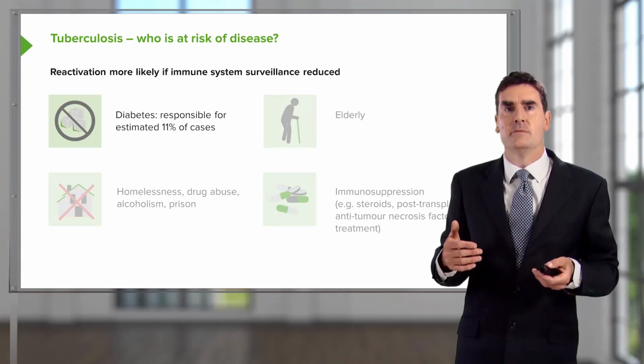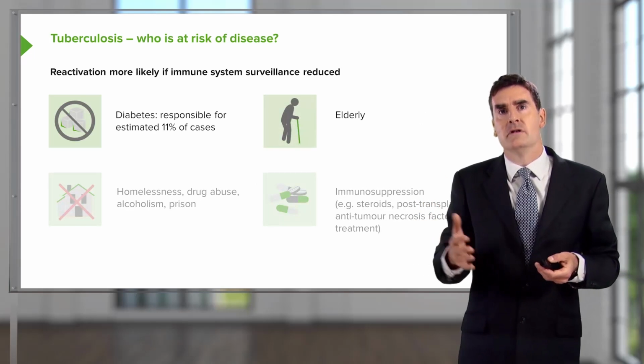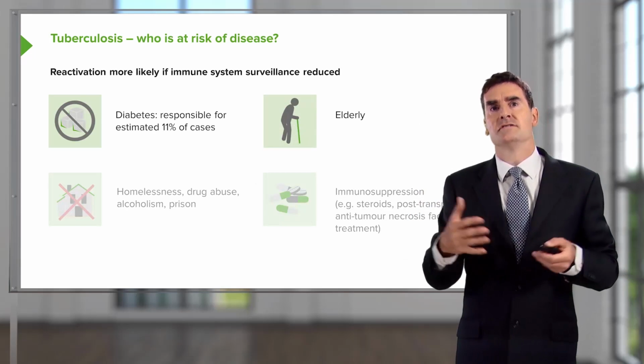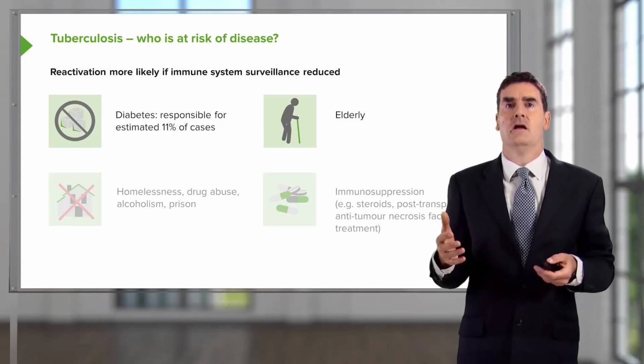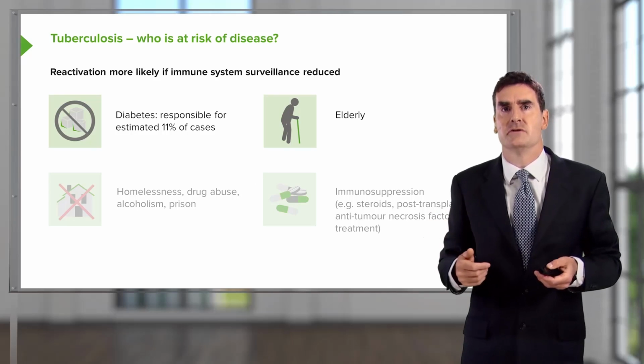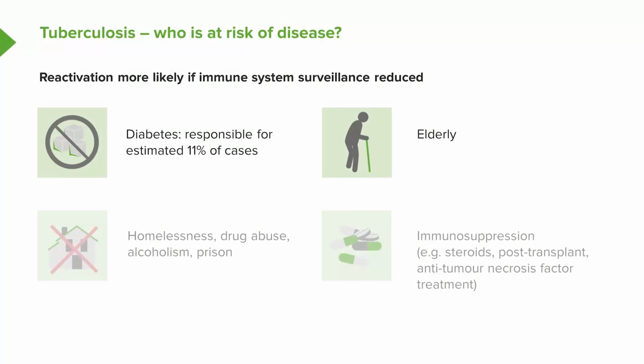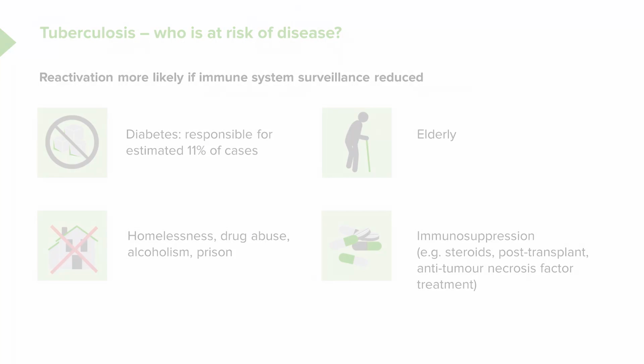Smoking, diabetes, and being elderly are all examples where your immune system has been weakened to a degree and potentially allows the infection to take hold and cause a problem. We've already discussed homelessness, drug abuse, and alcoholism. And there's the other immunosuppression: steroids, after transplantation, tumor necrosis factor treatment. All these will make you more likely to reactivate latent disease.